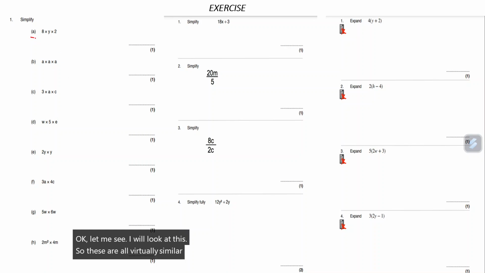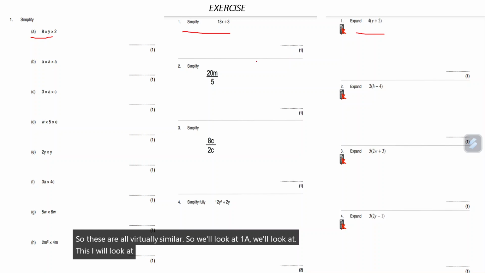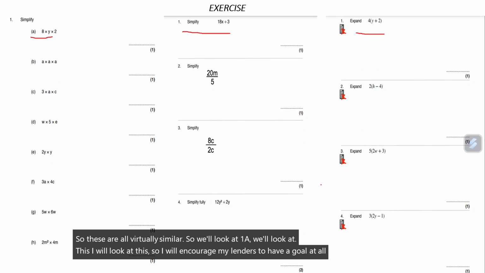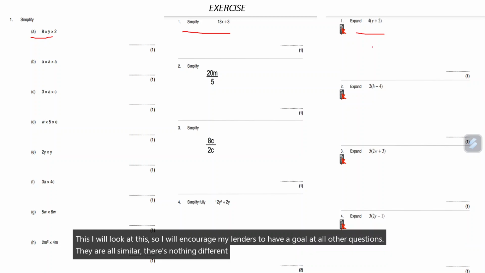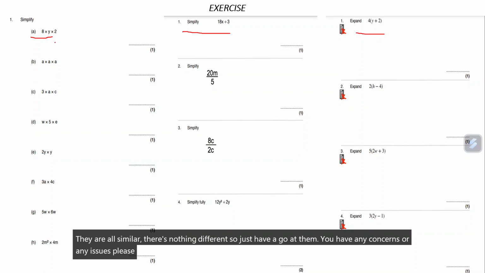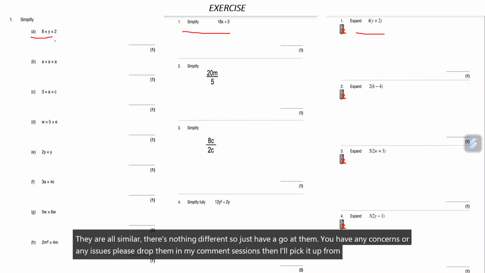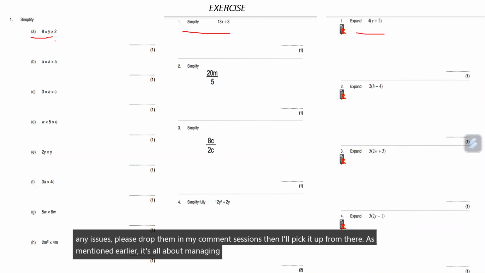So we'll look at 1A. We'll look at this, and we'll look at this. So I will encourage my learners to have a go at all other questions. They are all similar. There's nothing different. So just have a go at them. If you have any concerns or any issues, please drop them in my comment section. Then I'll pick it up from there. As mentioned earlier, it's all about managing time and space.